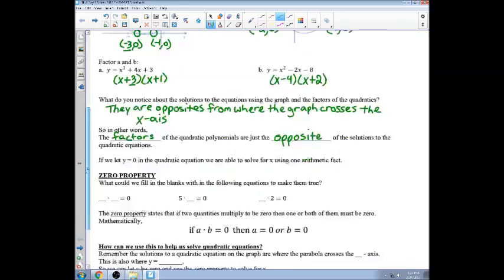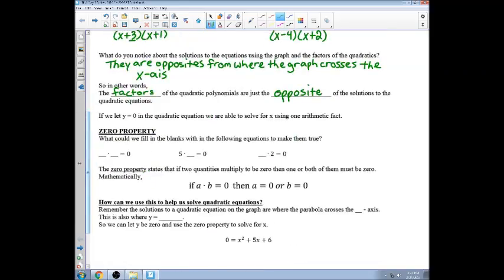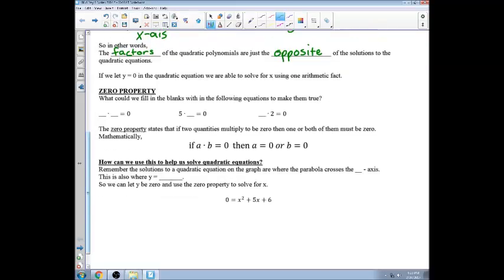All right. If we let y equal 0 in the quadratic equation, we are able to solve for x using one arithmetic fact, the zero product property. What could we fill in the blanks with in the following equations to make them true? Well, if you look at the second one, 5 times what would get me 0? Well, that's 0. What times 2 gets me 0? That's 0. Also, 0 times 0 can get me 0, right?